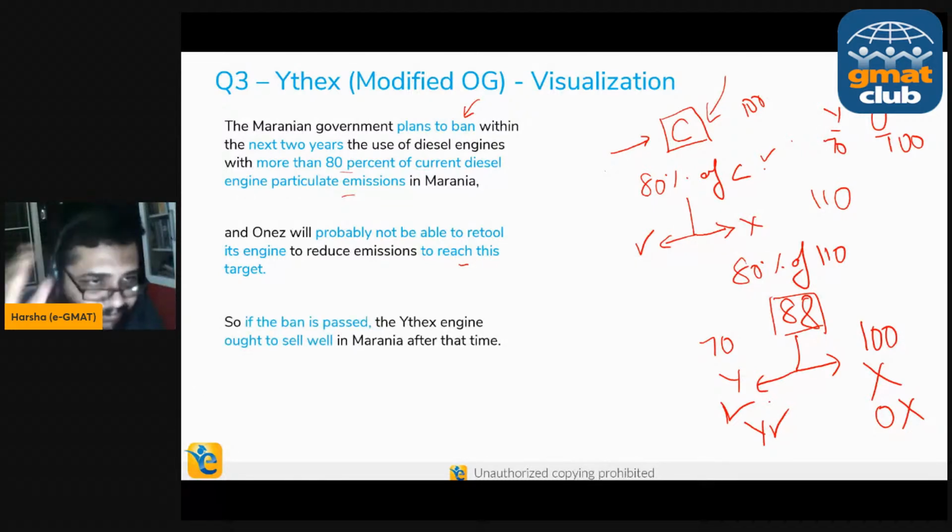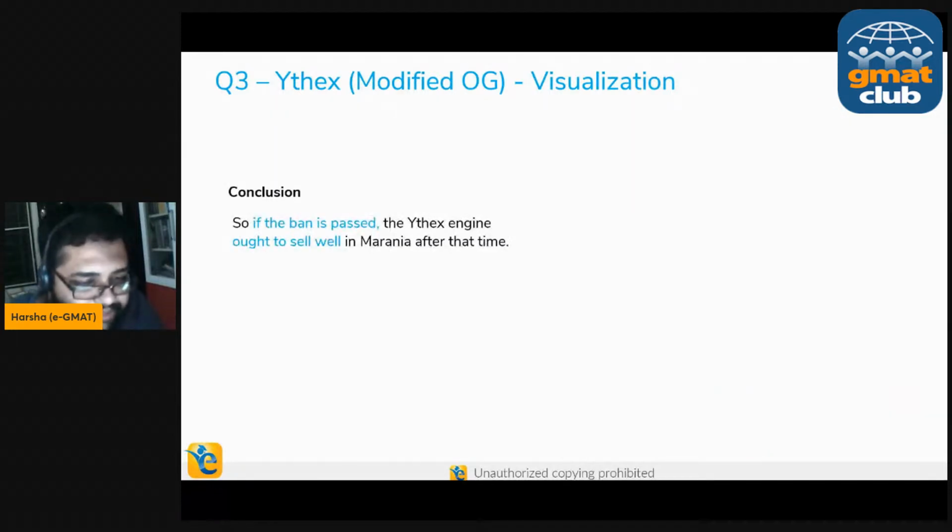Rather, let's come to the conclusion. That puts things in perspective. So now you have the conclusion statement. This is where the author, after all this lengthy monologue, is actually making a conclusion. So if the ban is passed, the Vitex engine ought to sell well in Marania after that time. Now, again, very, very interesting because there are so many layers here. Let's focus on this conclusion very specifically.